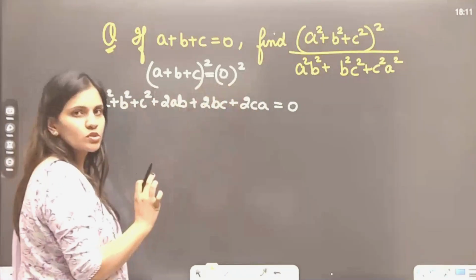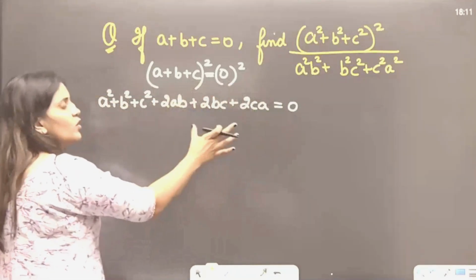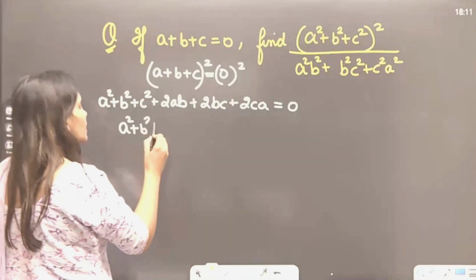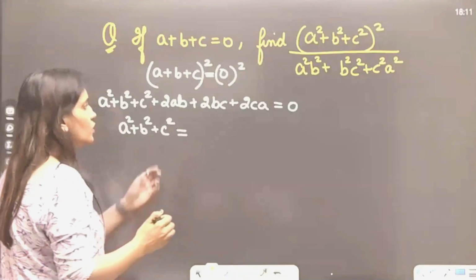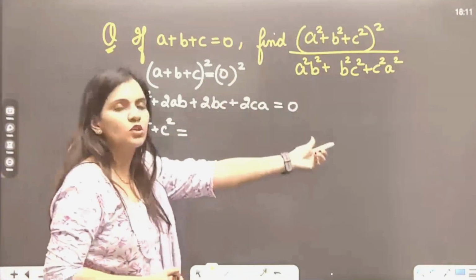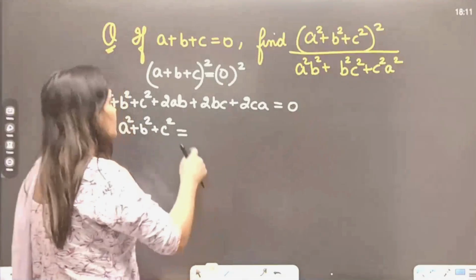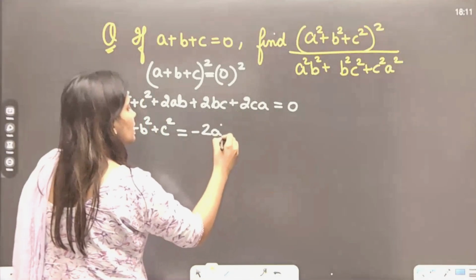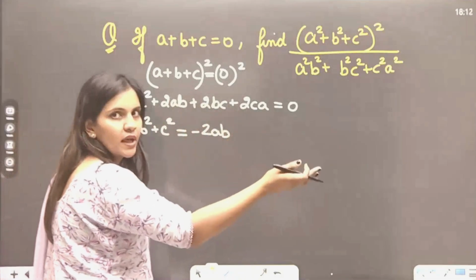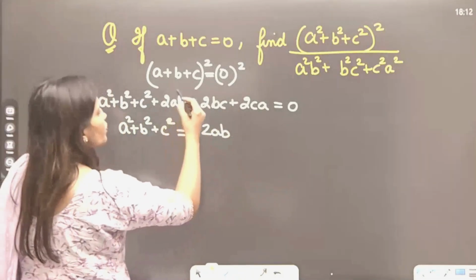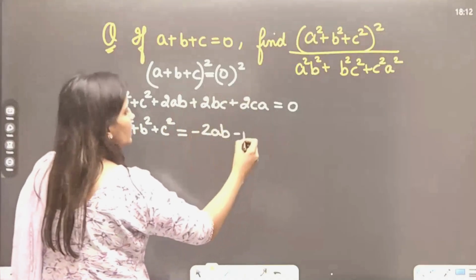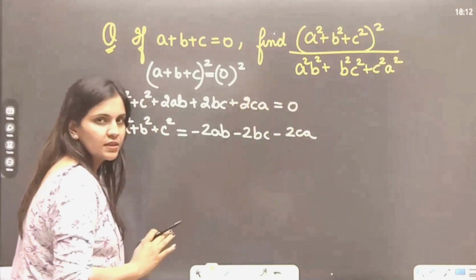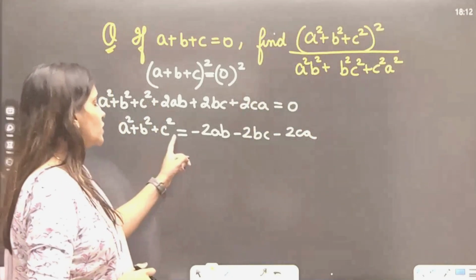So this term equals 0, and I wrote it in the expanded form. Now I can write a² + b² + c² equal to this portion. When it is shifted to the right side, it will be negative, because this is positive. When we shift from LHS to RHS or RHS to LHS, the sign changes. So +2ab changes to -2ab, -2bc, and -2ca. Now we got the value of a² + b² + c² like this.